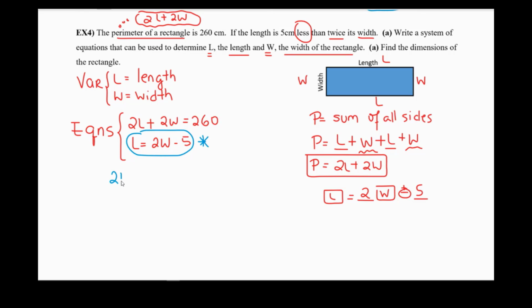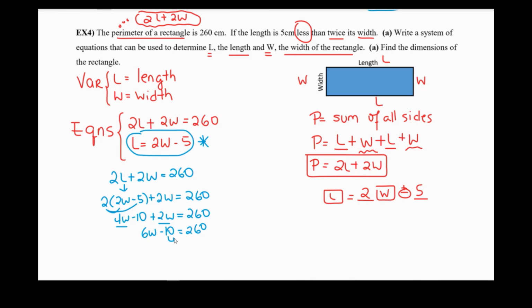So let me copy the top one and then substitute the value of L. So copy 2, open parentheses, 2W minus 5, plus 2W equals 260. Now let's solve it. Eliminate parentheses. So this would be 4W minus 10 plus 2W equals 260. When I combine like terms, we get 6W minus 10 equals 260.